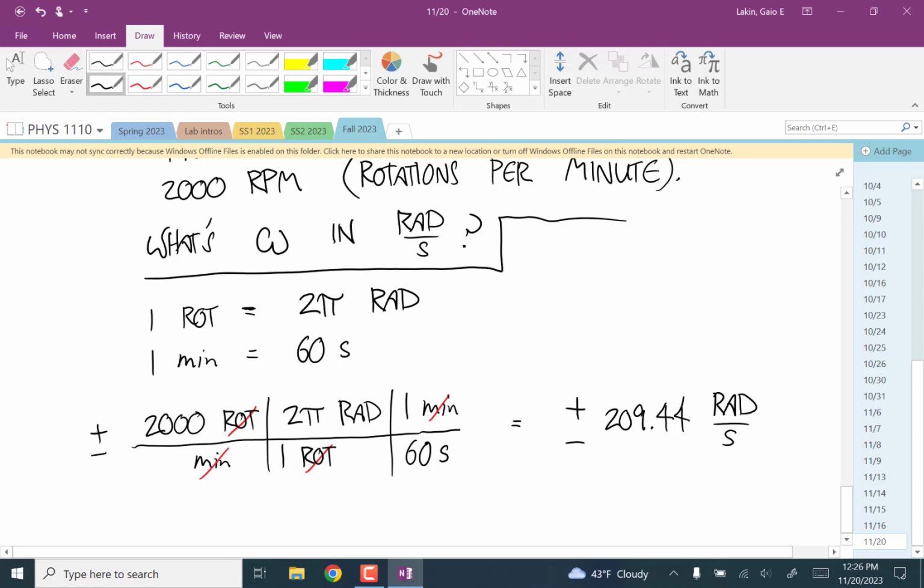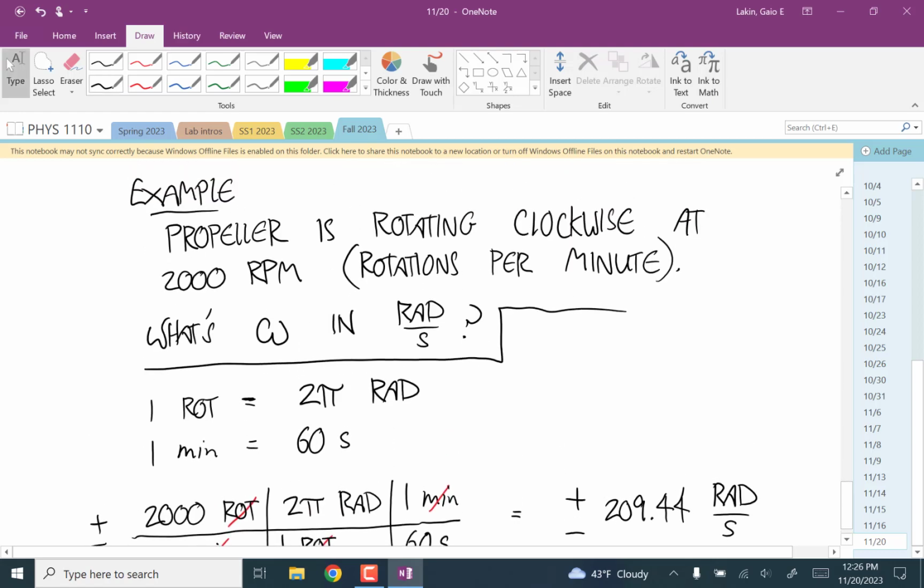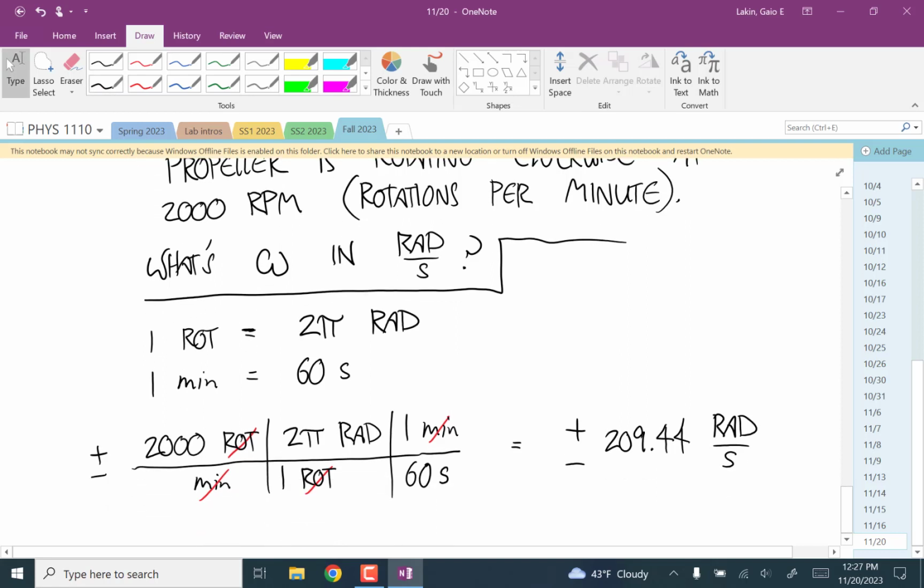Now you have to think about the sign. I said this is rotating clockwise, so is this positive or negative? Negative, right? So the answer is negative 209.44 radians per second. That's the angular velocity. Okay.